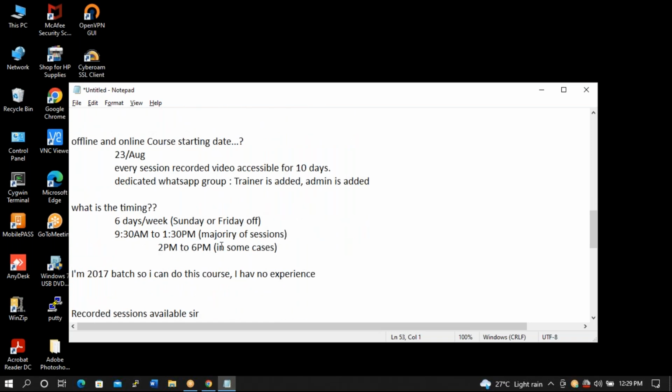And all these timings will be informed 1 week in advance in the WhatsApp group. Once you enroll for the course, you are all added into one dedicated WhatsApp group for this batch. Let's say this batch is batch number 72. So you're all added into that batch group, and the timings and all the updates you will get through that WhatsApp group.